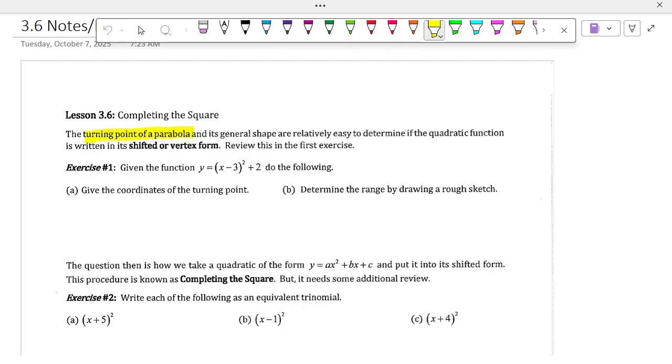But remember, the turning point of the parabola, also known as the vertex, is relatively easy to determine if the quadratic function is in vertex form. So just to review what we talked about in 3.5. Given this function, all right, what are the coordinates for the turning point? So remember, the original form is y equals a times x minus h squared plus k, where h, k is your vertex.